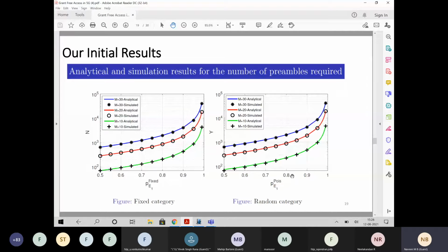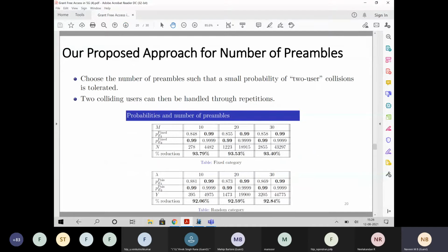We observed the same thing even when the number of users were Poisson distributed. Typically you want a lot of people to be successful, and what current networks are designed for is 99% success. That is, all users have to be successful 99% of the time. If I take that, with only 10 users, you require 4,482 preambles. So we said, let's relax this condition.